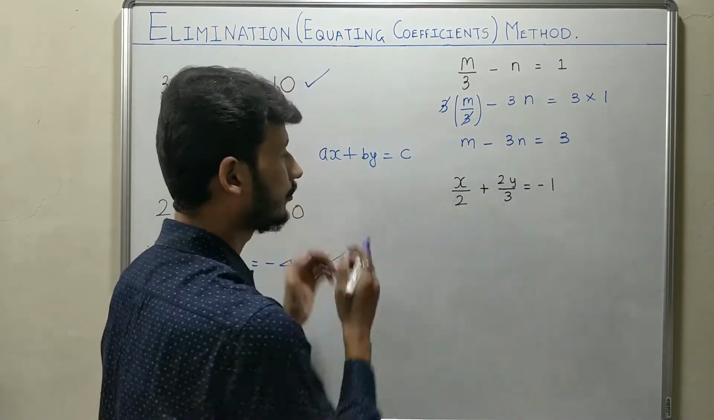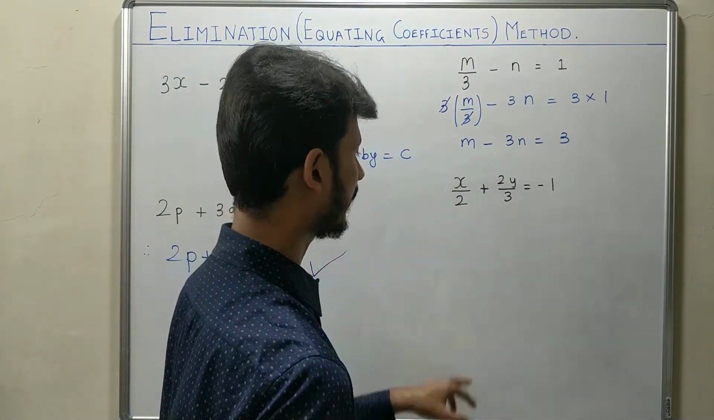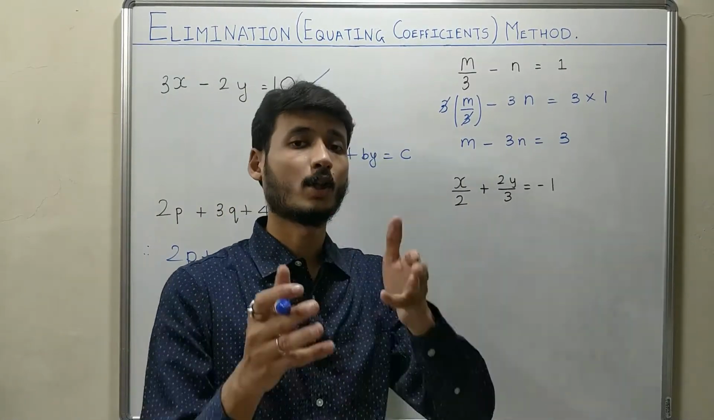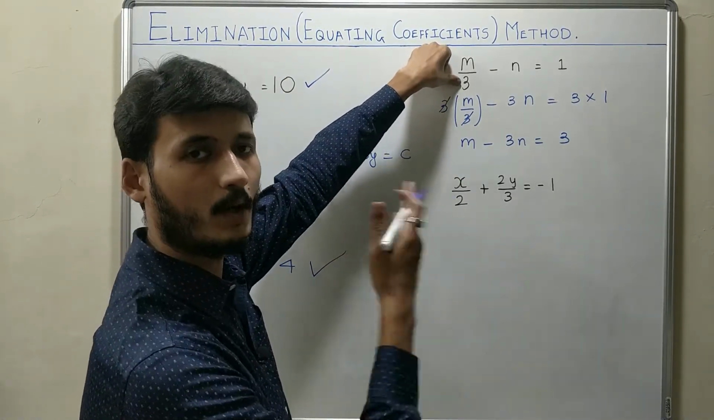Again, it's in the standard form, but we have denominators. So let's remove the denominators. Here there are 2 denominators, 2 and 3, 2 separate denominators. So what to do? If there is only one number in the denominator, what do we do? We multiply throughout by that number.